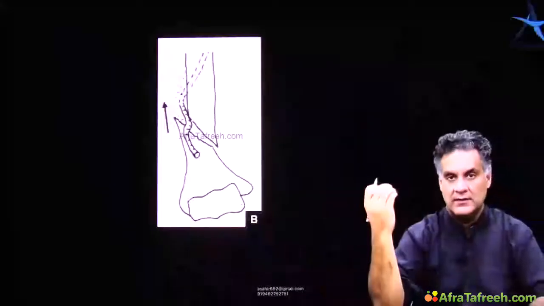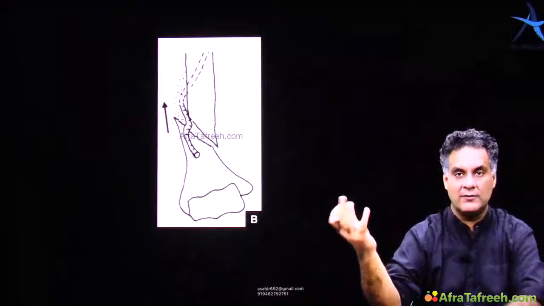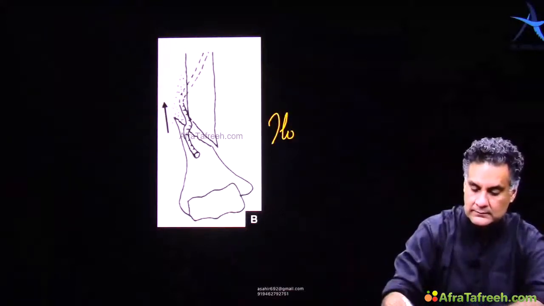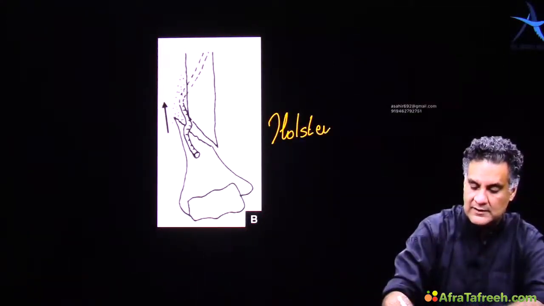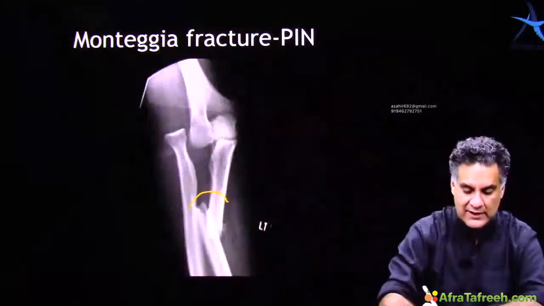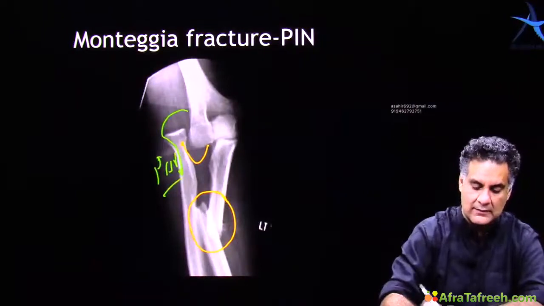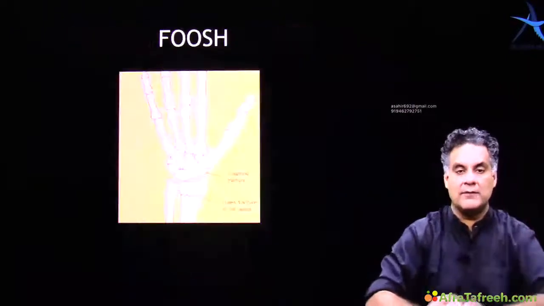Now this is the Holstein-Lewis sign occurring in the lower one-third of humerus. The radial nerve is getting involved because it's getting entangled in this spiral fracture. This is the Monteggia, fracture of ulna with dislocated radial head, and around the radial head you have the posterior interosseous nerve going, which is damaged, causing the finger drop, only pure motor branch.